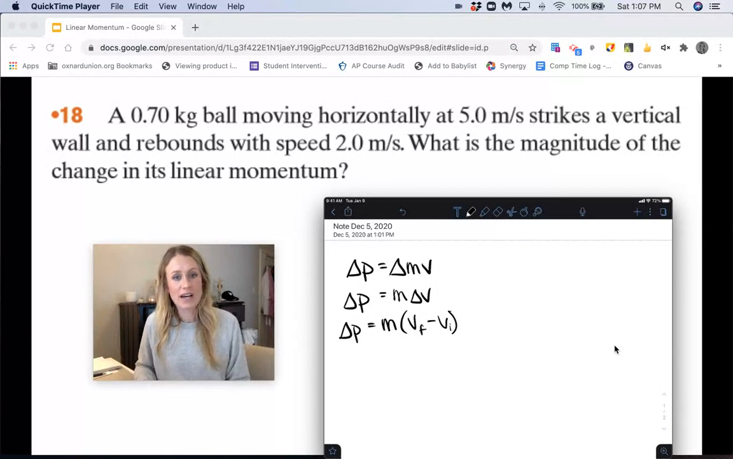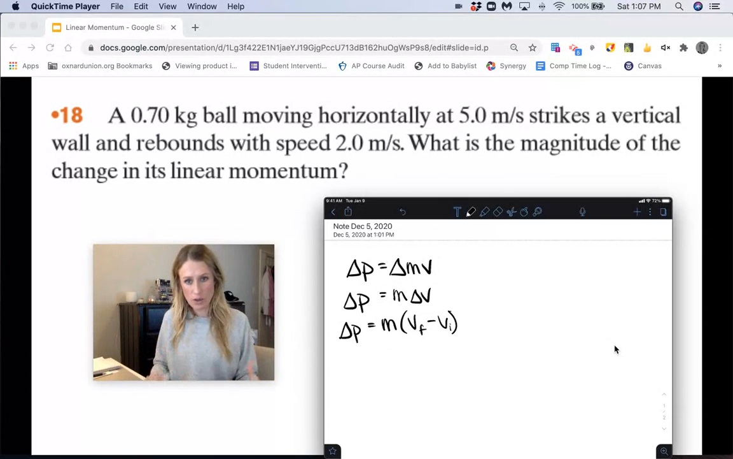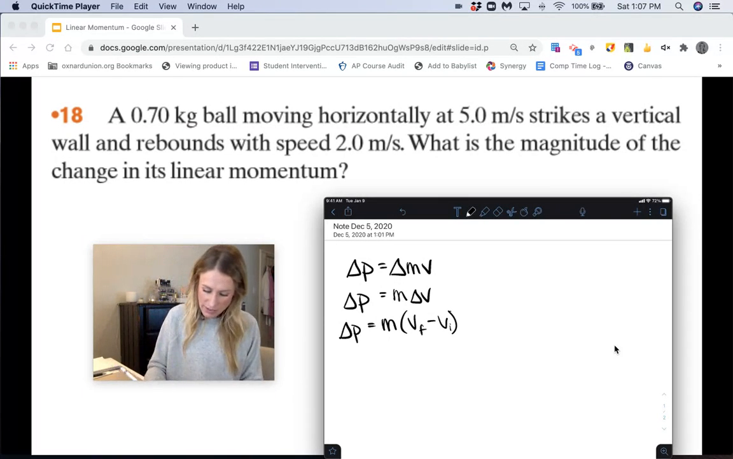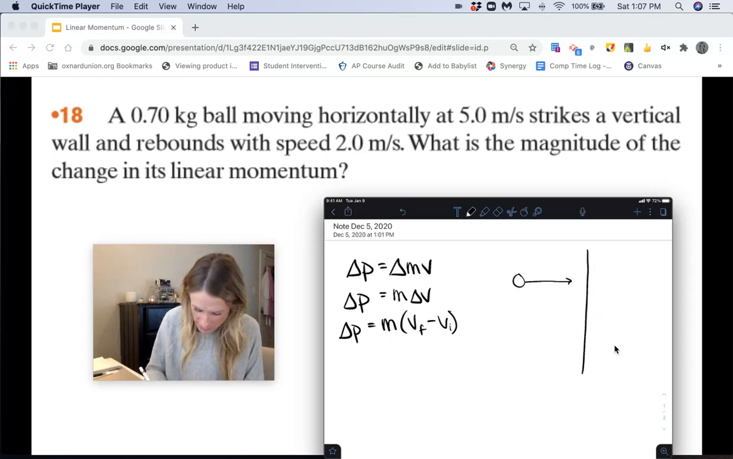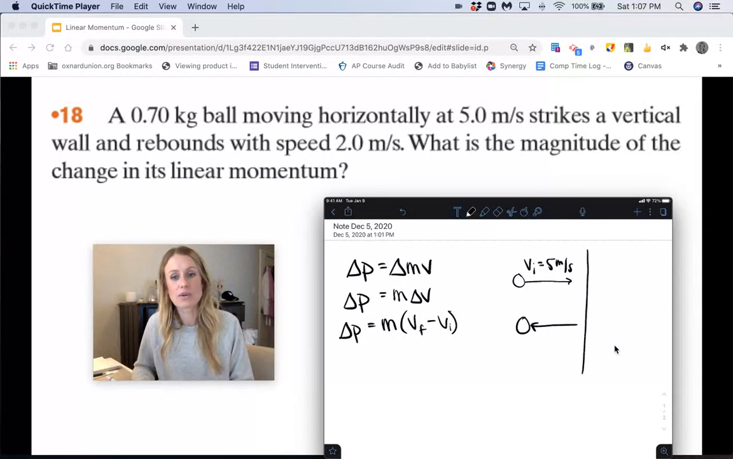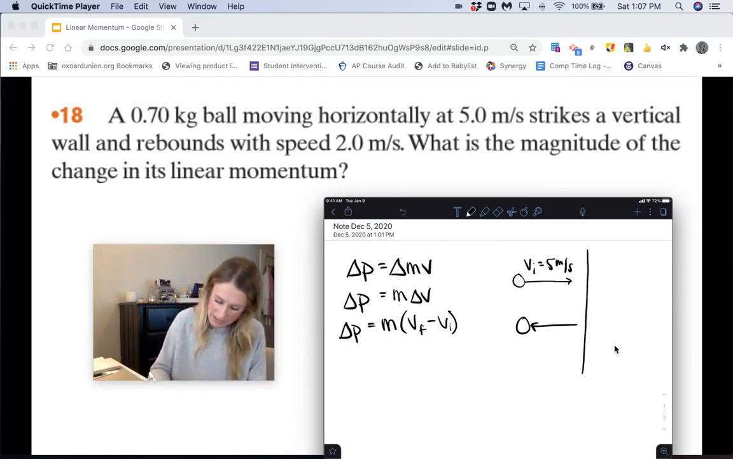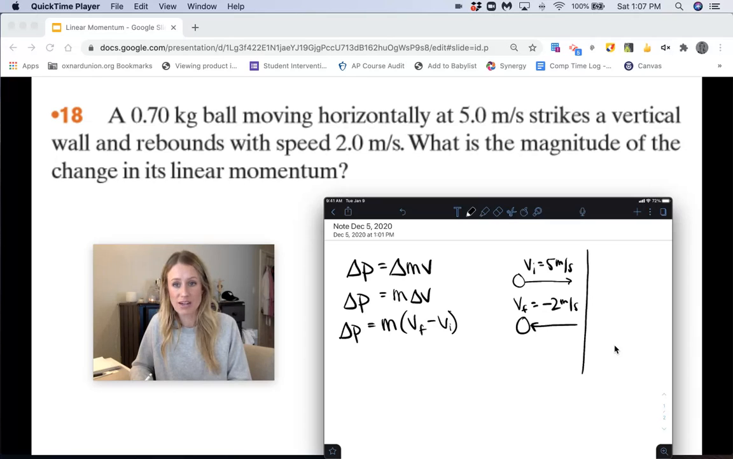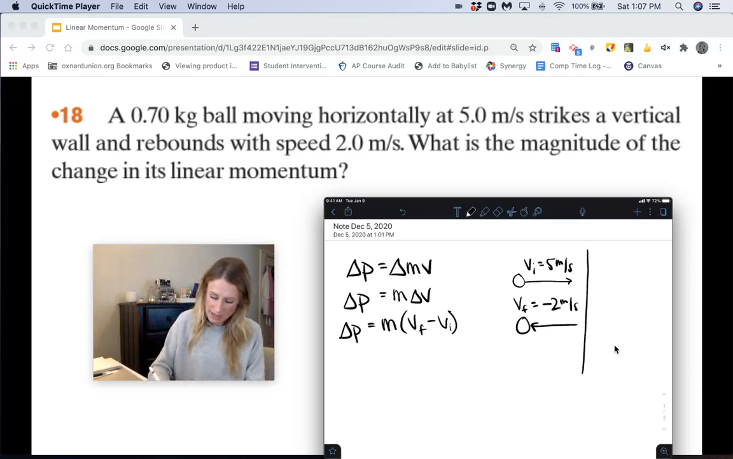So that's our first thing that we need to do, is we have to actually find the equation that we need to use. Now, the next thing we want to talk about is our signs. If this is my wall right here, I know that this ball is coming in at an initial velocity of positive 5 meters per second. Now, if it's rebounding at 2 meters per second, it's going in the opposite direction, which tells me that's going to be a negative velocity, because if I said 5 is positive, that means that my final velocity, which is 2 meters per second, has to be negative because, again, it's in the opposite direction. So that's our initial and final velocity, and then we also know that the mass is 0.7 kilograms.